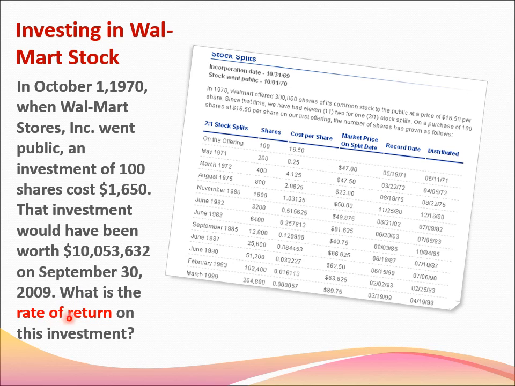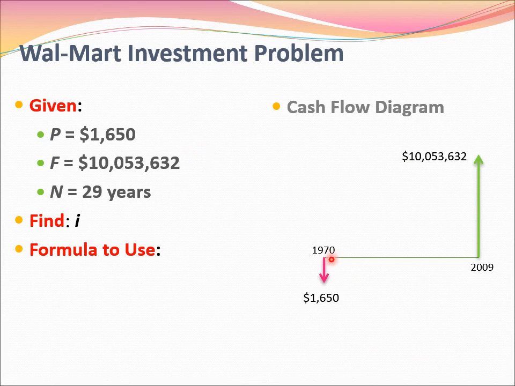Then, what is your rate of return from this investment? We can calculate it. How do we calculate it? Basically, the idea is this. In 1970, we are paying this amount to buy 100 shares. And in 2009, we are selling these shares for this price. And what is the interest rate that makes this initial present value equivalent to this future value for 39 years? From 1970 to 2009.